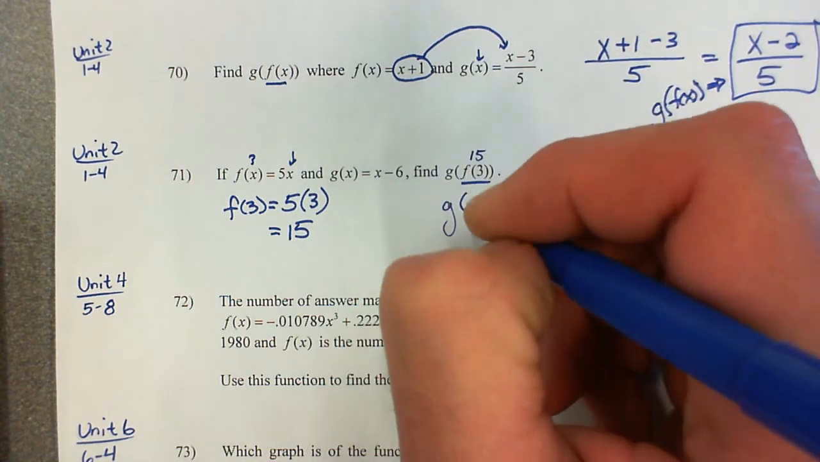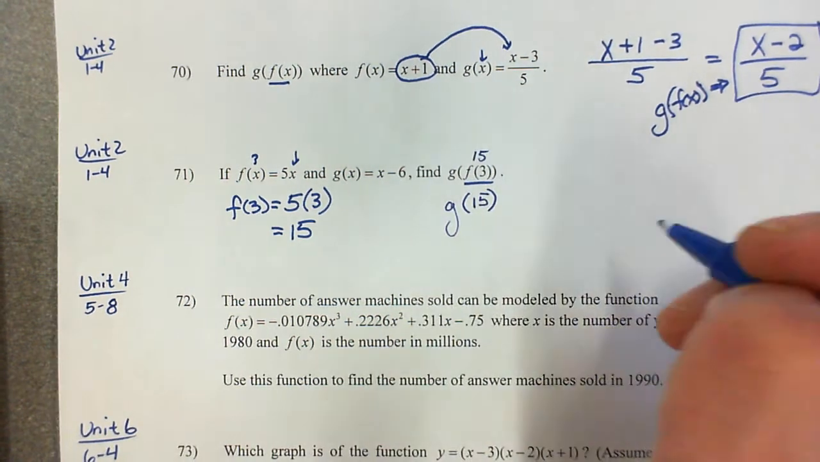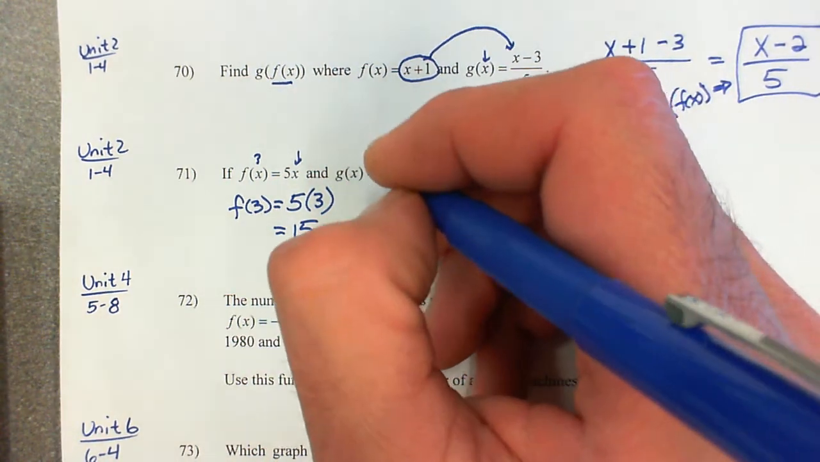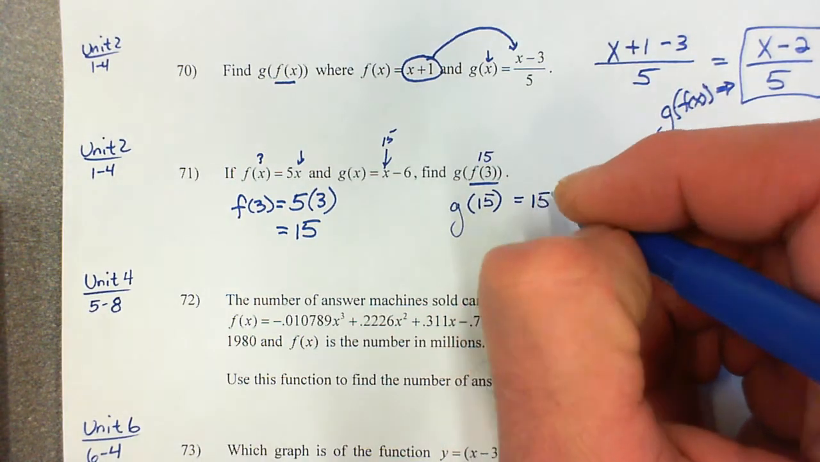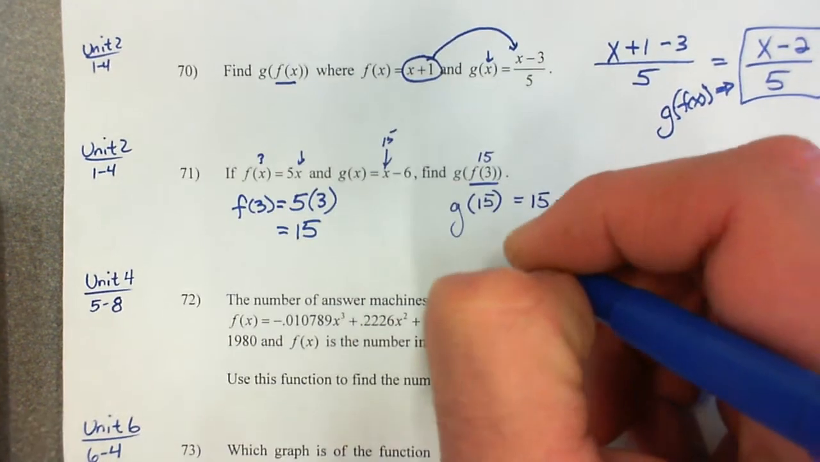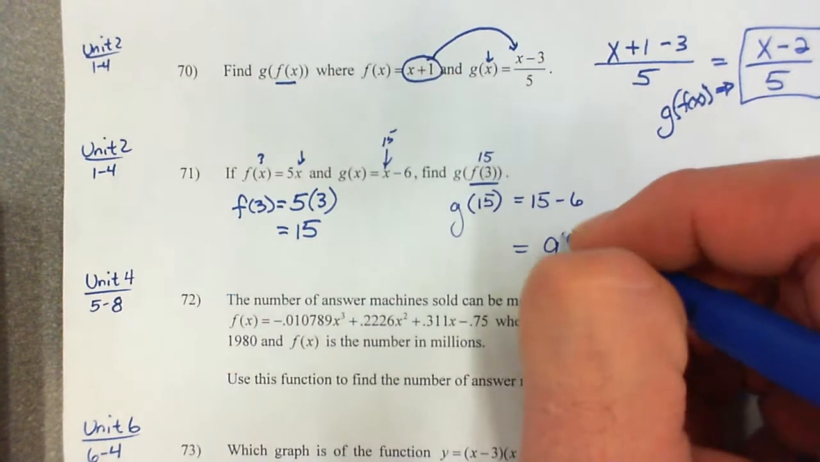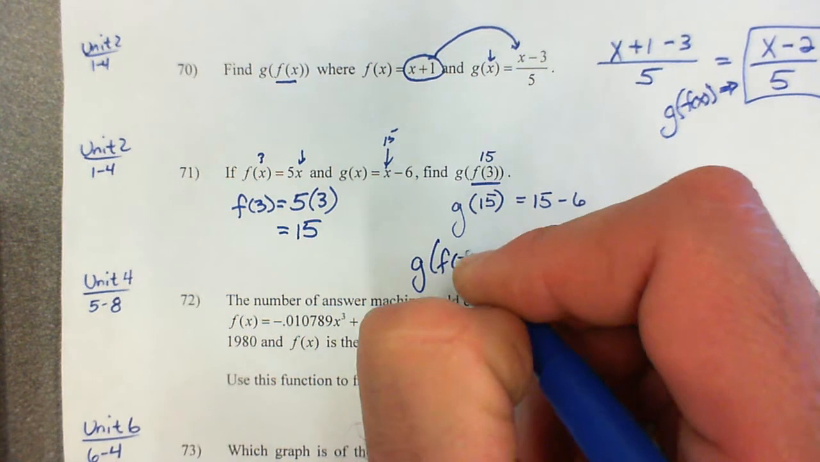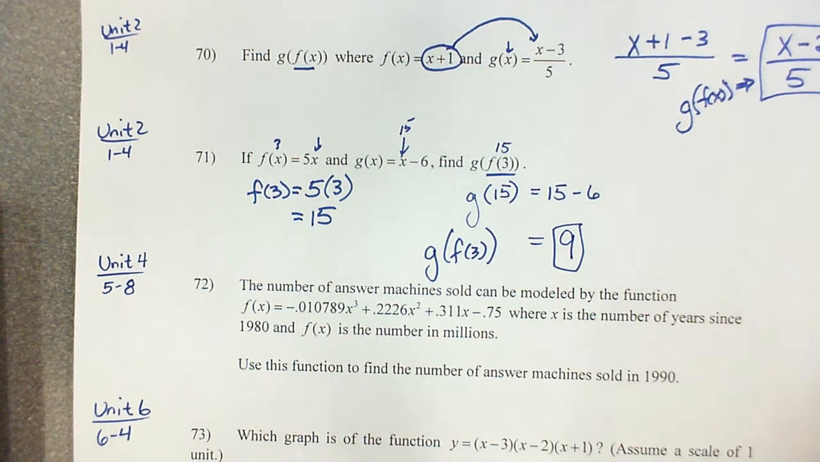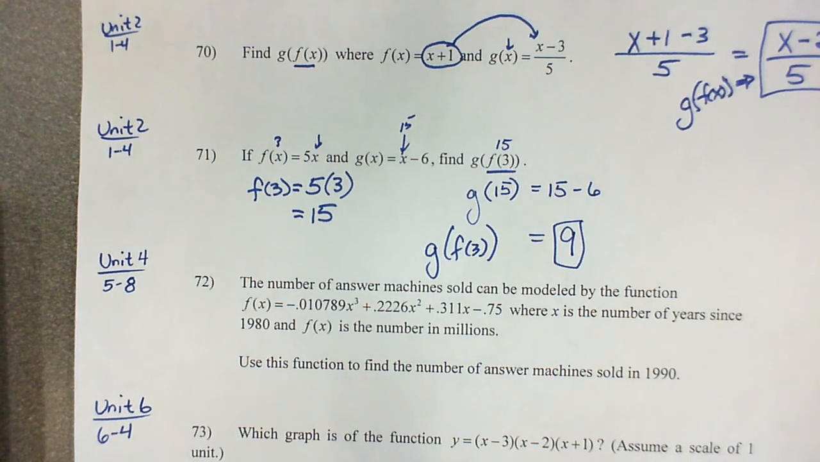So now you're going to find g of, instead of f of 3, we're going to find g of 15. So we're going to plug that in right here. That's the 15. So this is going to be 15 minus 6, so that's going to equal 9. So g of f of 3 is actually equal to 9. Okay? So those are review from Unit 2.